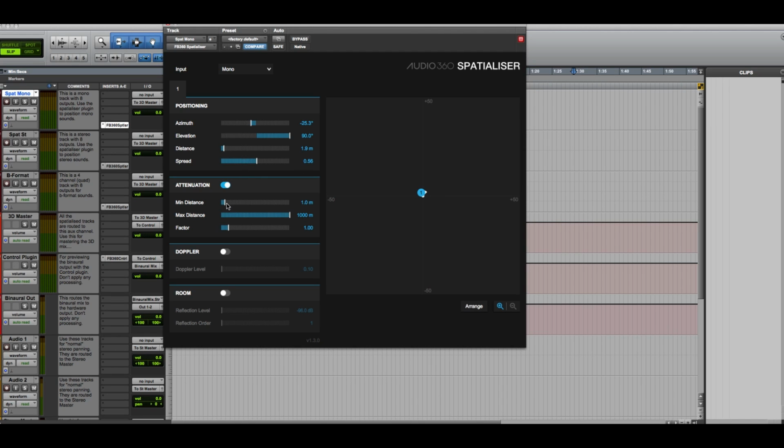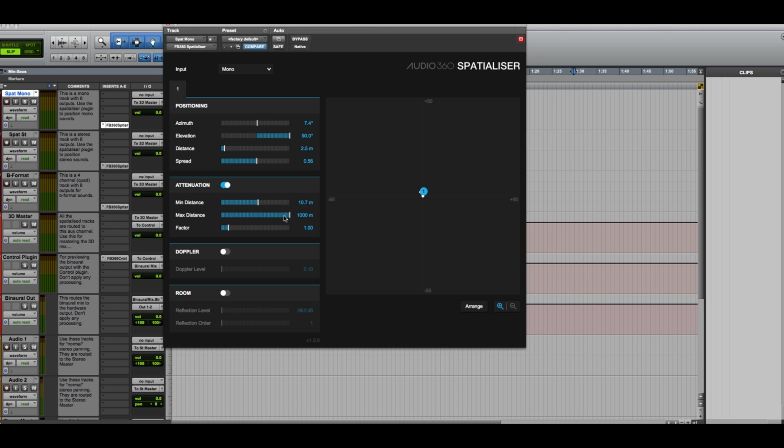So if I make my minimum distance, say 10, so here you've got 4 meters, you won't hear any drops in sound, nothing. The sound will be exactly the same and then it'll start to drop from 10 onwards. Maximum distance is the maximum distance that you'll be able to hear a sound.